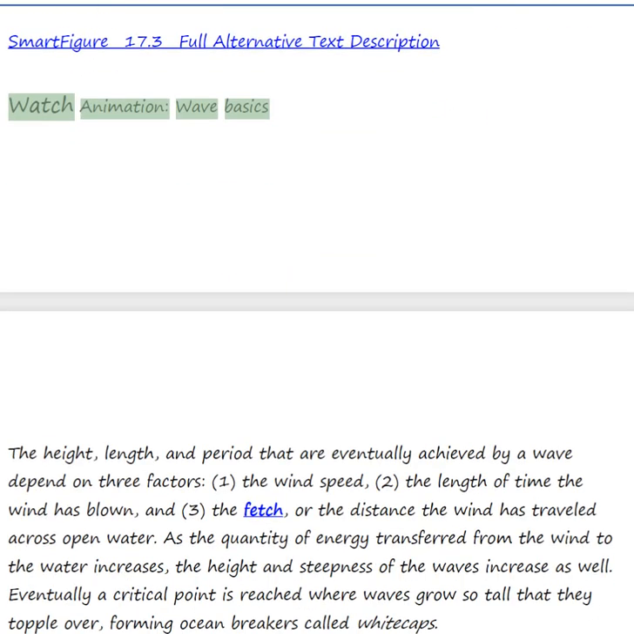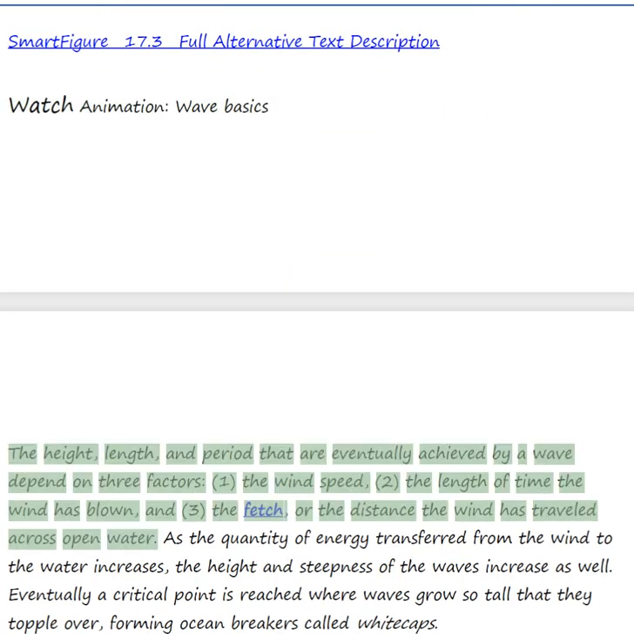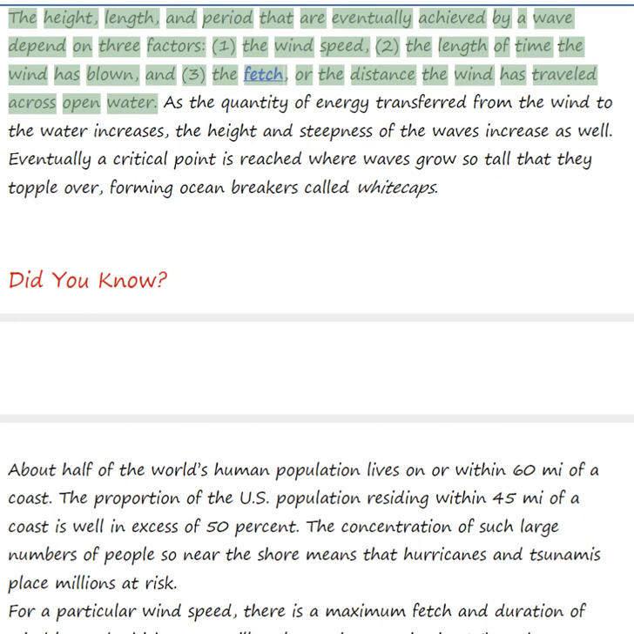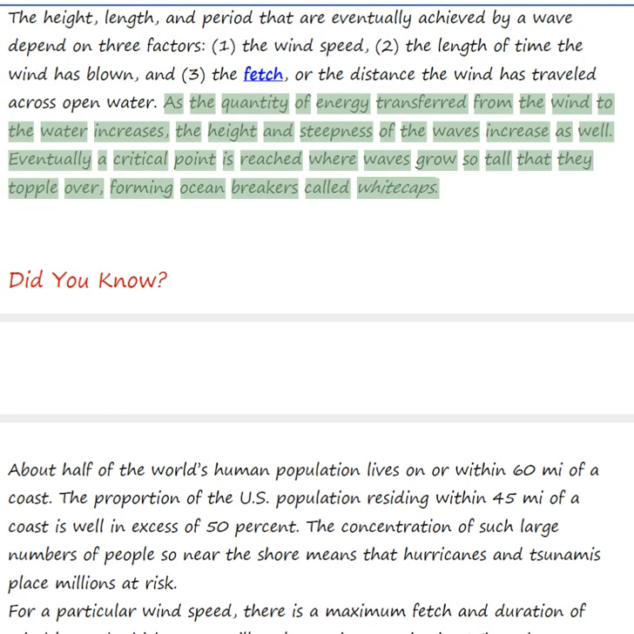Watch animation, wave basics. The height, length, and period that are eventually achieved by a wave depend on three factors: the wind speed, the length of time the wind has blown, and the fetch, or the distance the wind has traveled across open water. As the quantity of energy transferred from the wind to the water increases, the height and steepness of the waves increase as well. Eventually a critical point is reached where waves grow so tall that they topple over, forming ocean breakers called whitecaps.